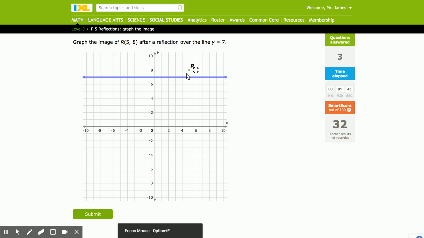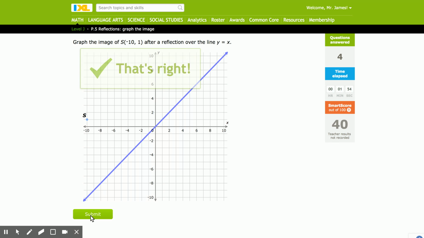This one's easy. This is the horizontal line that we're reflecting over. R is only 1 point away from it, so R prime will also be 1 point away. Now this is where it gets a little different.